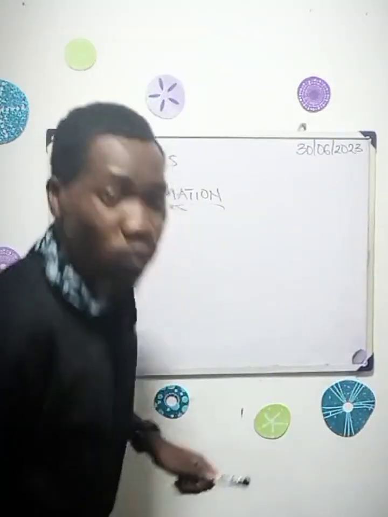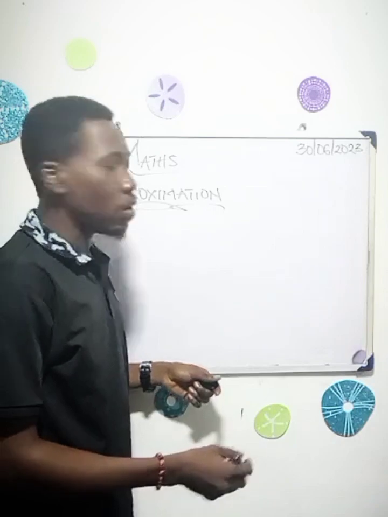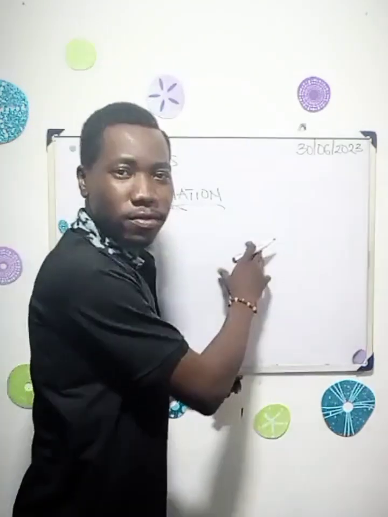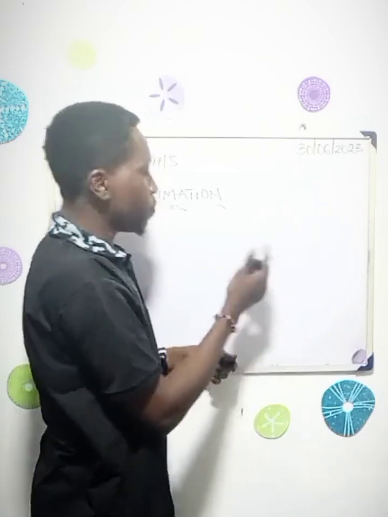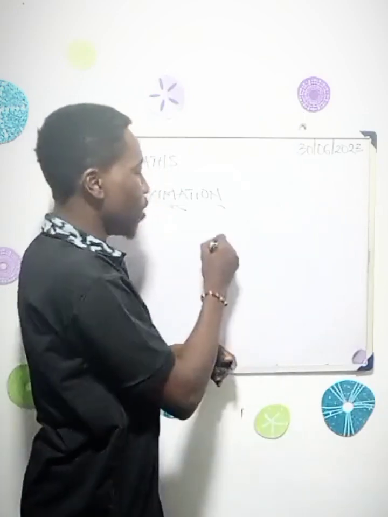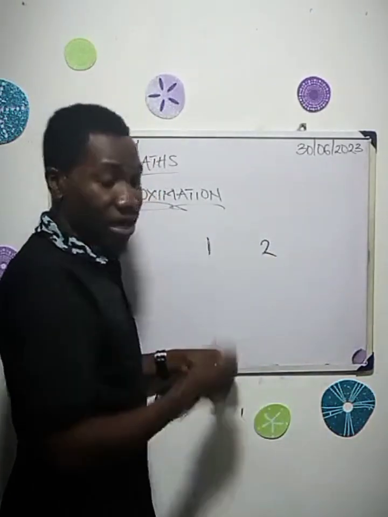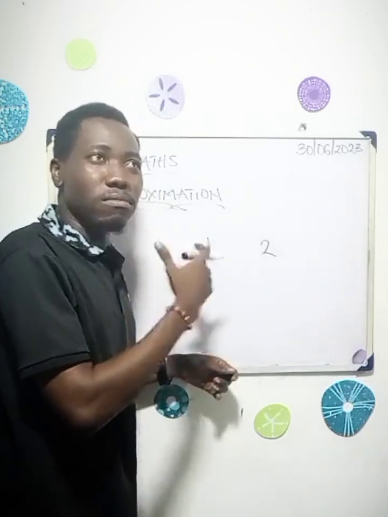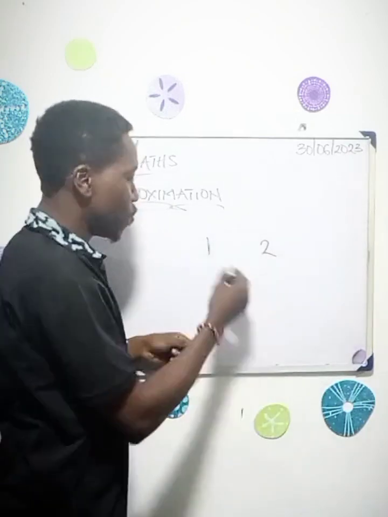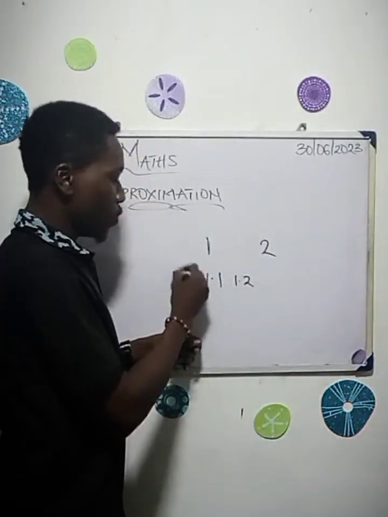So, back to rounding up numbers. Now, how do we round up numbers? If you have 1 and 2, let's write decimal places to the nearest tenth. So we're going to have 1.1, 1.2, or let me start with 1.0.